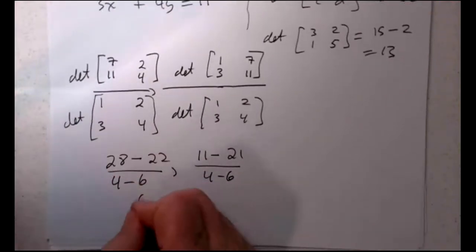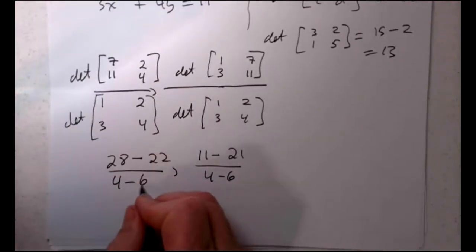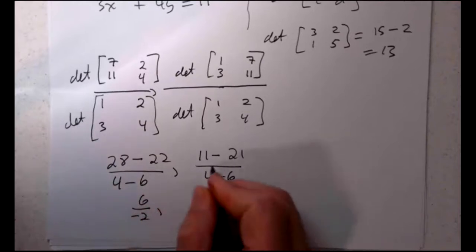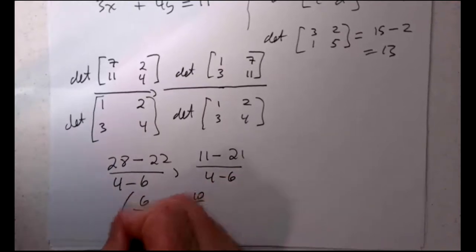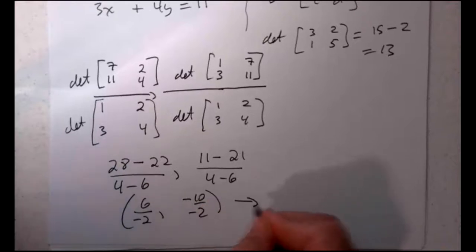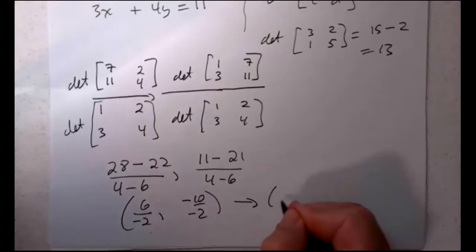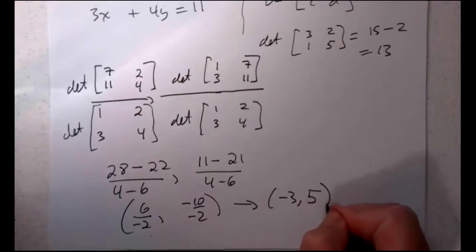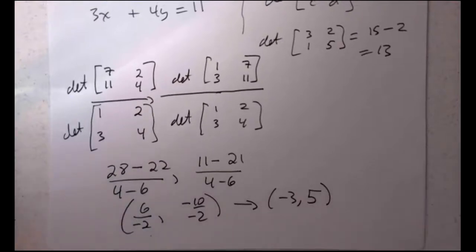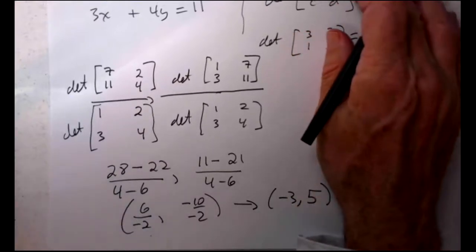28 minus 22 is 6. 4 minus 6 is -2. 11 minus 21 is -10. Over -2, remember this is x comma y. What is that the same as? 6 divided by -2 is -3. -10 divided by -2 is 5. So that's Cramer's Rule, again, built out of determinants.